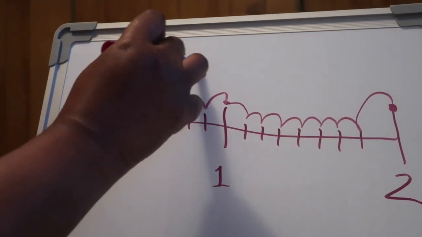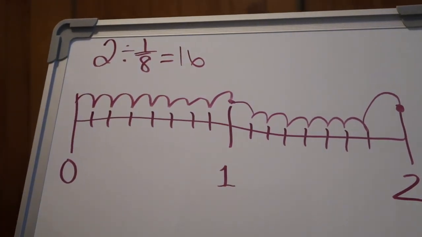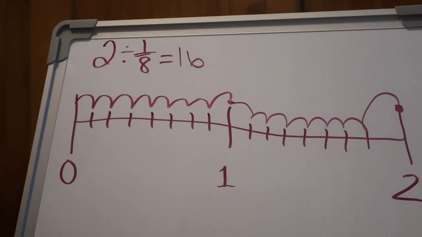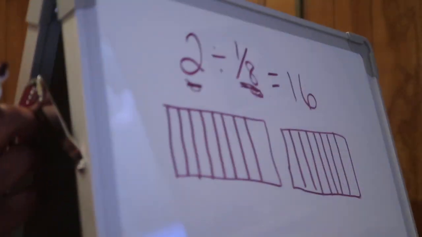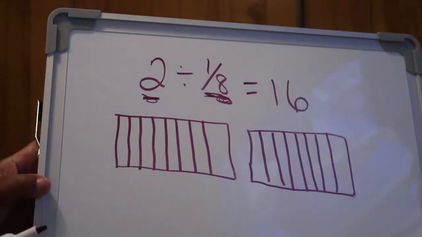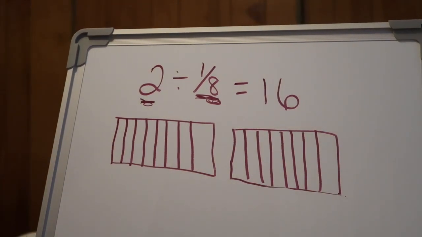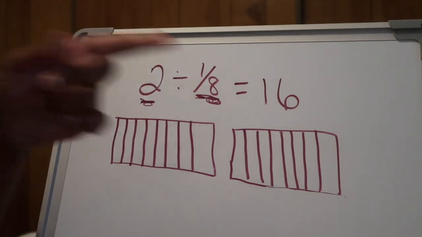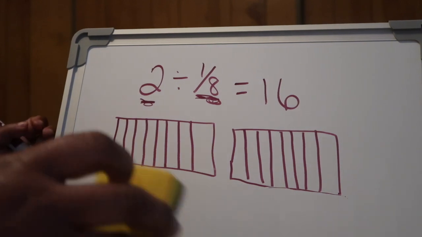So I have a match. Here it is on the number line. I'm going to leave it for just a second. Again, you can always pause. And I'm going to flip over the whiteboard, turn it around, and we still have the same problem drawn in the area model. So 2 wholes divided by 1/8 will give you 16. Now let's try it using the algorithm. So I'm going to erase this.